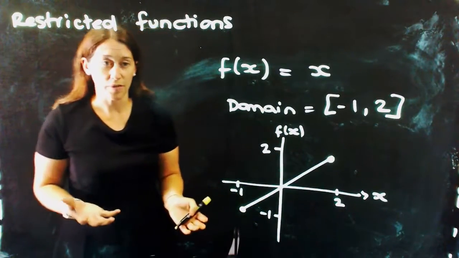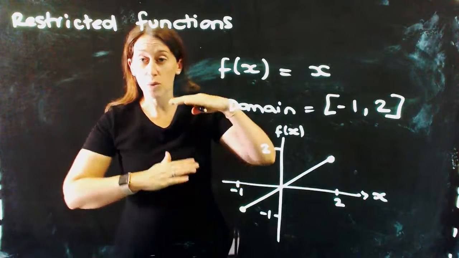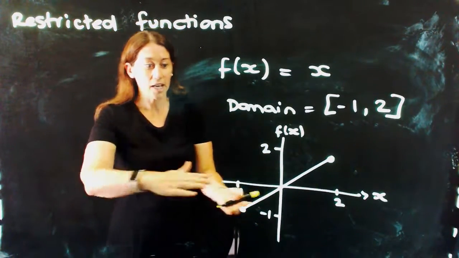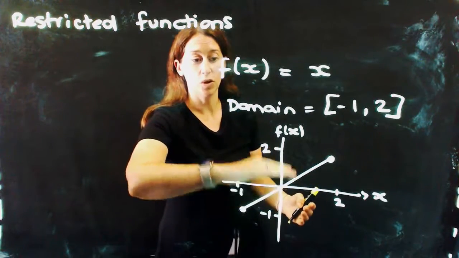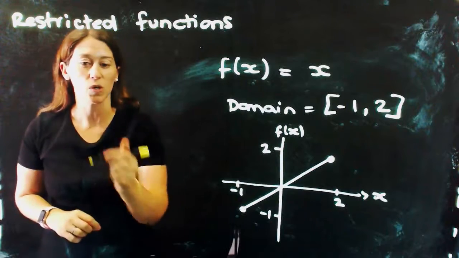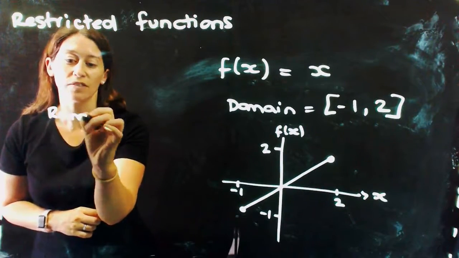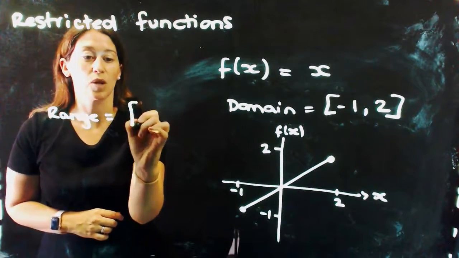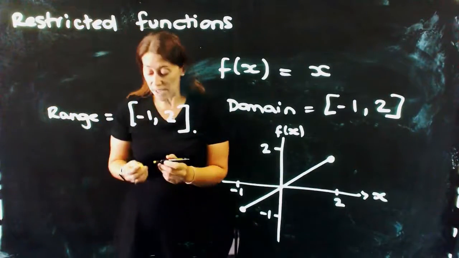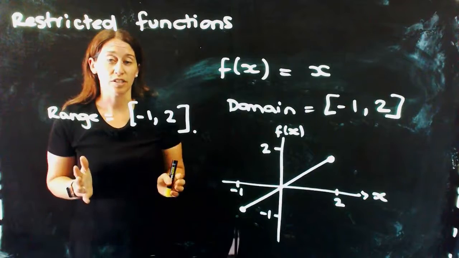So let's talk about the range now. The range, remember, is all those y values that work for this function. Once we've sketched it, we can see that y goes from minus 1 to 2, including those values because it's closed circles. So we can say the range of this function is minus 1 to 2. And that's basically everything you need to know about restricted domains.